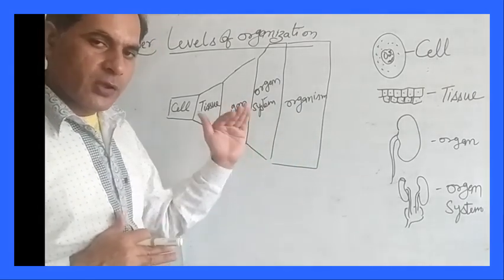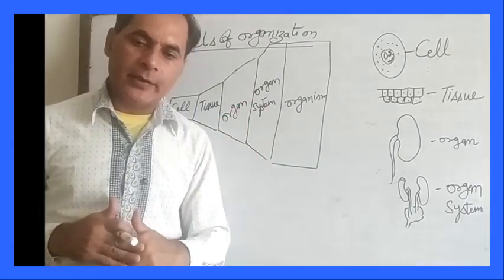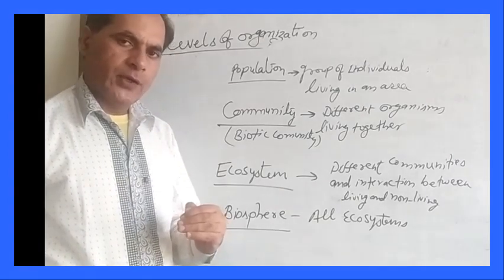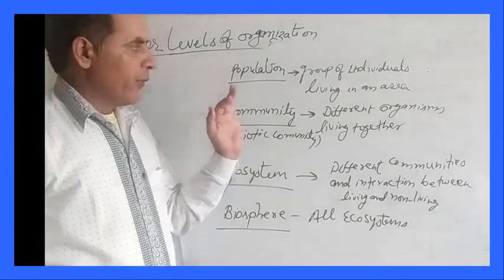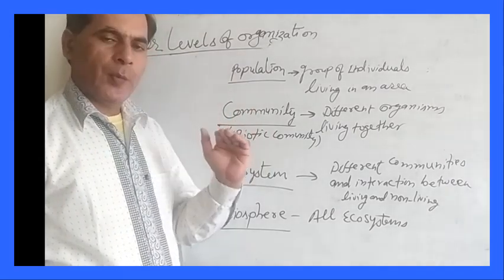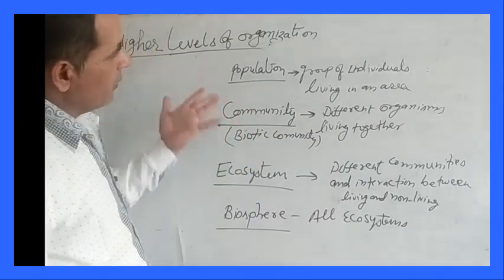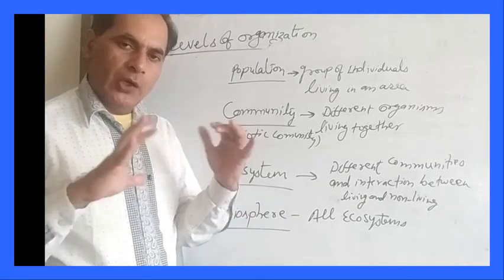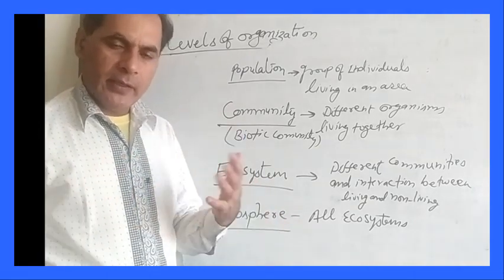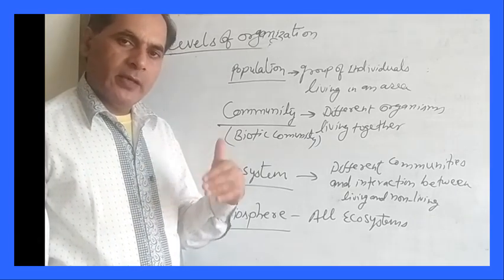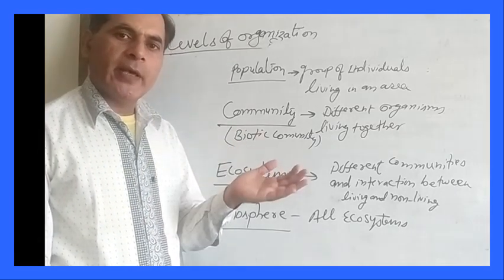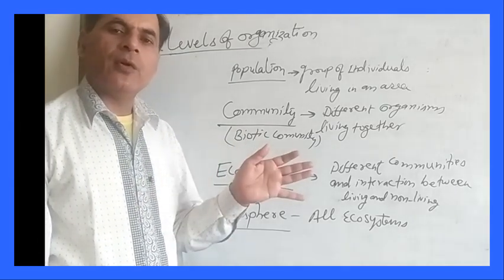So this is the lower level of organization. Now higher level of organization. In higher level of organization, the very first is population. Population means a group of organisms or individuals living in a particular area, in a given area. Like in a jungle, if you want to calculate the number of tigers, that will be the population of tigers. They are of a similar kind of organism.